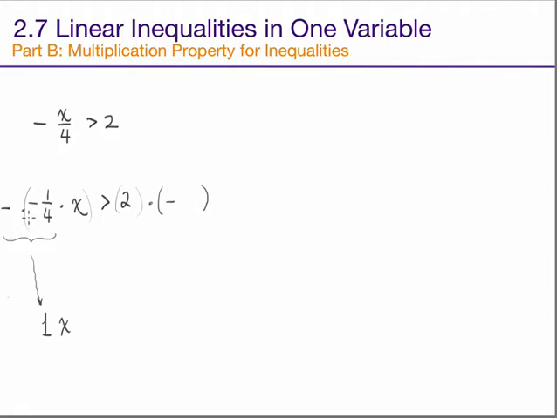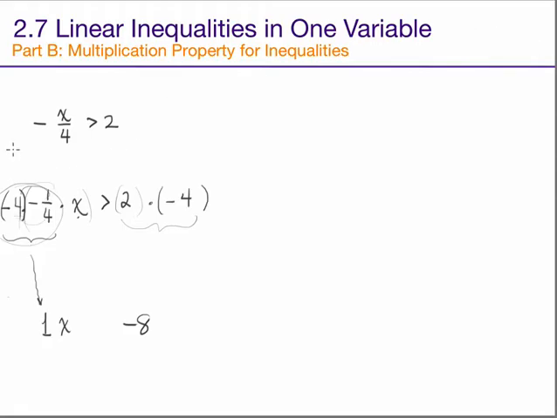And to get 1, I need the reciprocal of 1/4. 4 over 1 times 1 over 4 is 4 over 4, or 1. So the number I've ended up multiplying is negative 4. Therefore, I have to do it on the right-hand side as well. My left-hand side is now 1x. My right-hand side is now negative 8. 2 times negative 4 is negative 8.